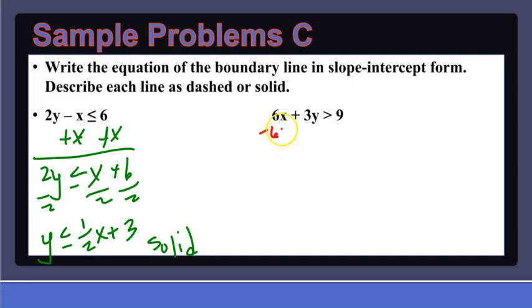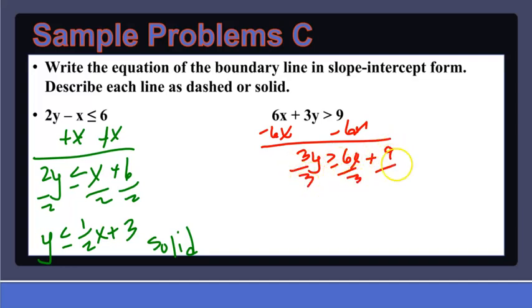Next, I need to subtract 6x on both sides. This gives us 3y is greater than negative 6x plus 9. Divide everything by 3. I now have y is greater than or equal to negative 2x. Actually, there's no equal to on this. That was my mistake. So it's just y is greater than negative 2x plus 3. Since it doesn't have the equal to, this is going to be dashed.